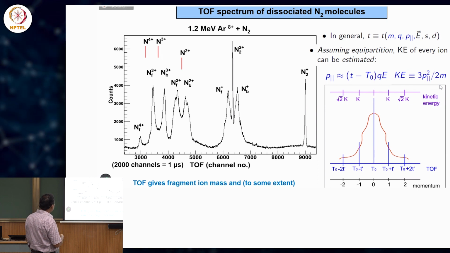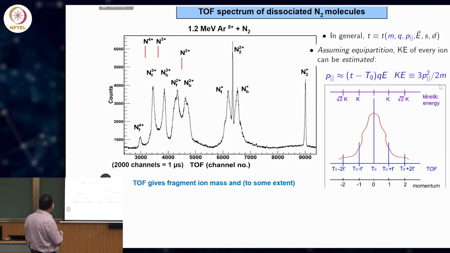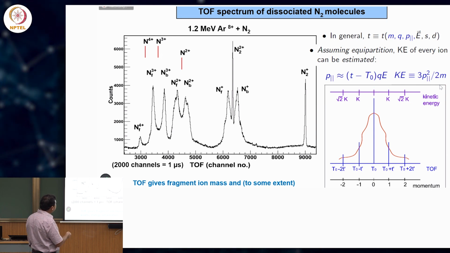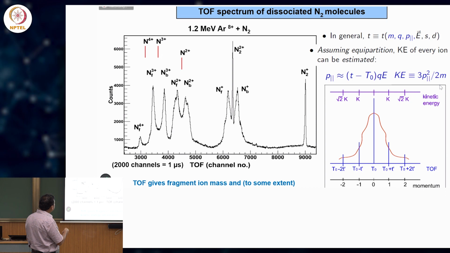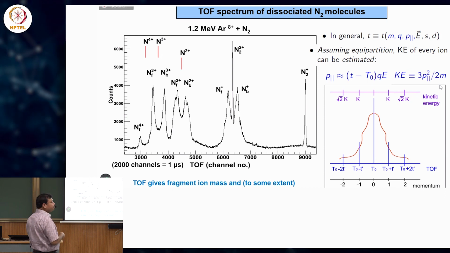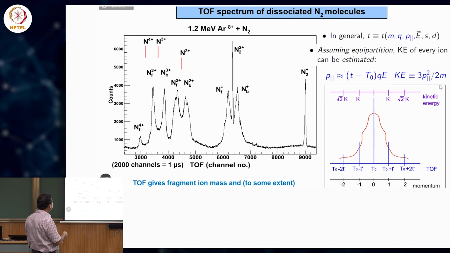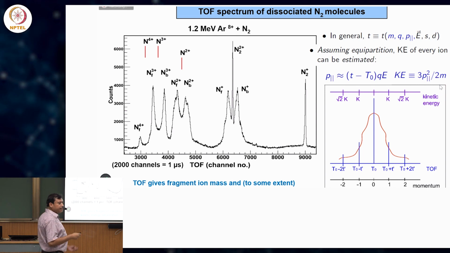Your time depends upon this m/q, the parallel momentum and electric fields and other dimensions. And with this spread, you see there is a forward and backward spread to that. So you see here, this is an undissociated nitrogen molecular ion. This is doubly charged undissociated molecular ion. But then there are also events where we have detected nitrogen going backward and forward. So this is a diatomic molecule.